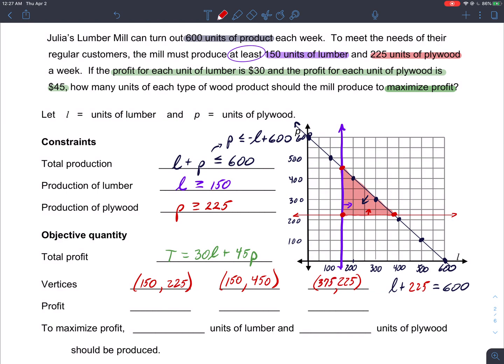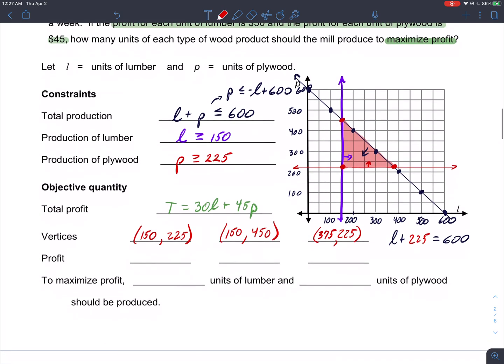Now, most people could look at the graph and say, oh, it's got to be 375. But if you were curious or it wasn't quite working, or more importantly, in harder problems where it doesn't seem to be quite as obvious, set the equations equal. In this case, you are technically putting P equals 225 in for P. All right, so now we have our 3 vertices.